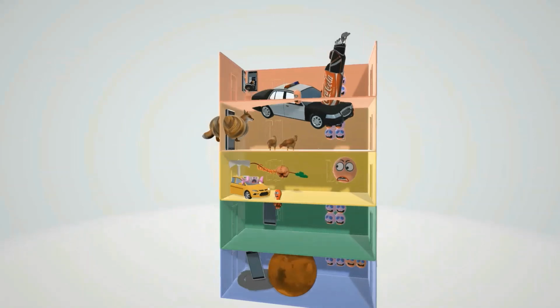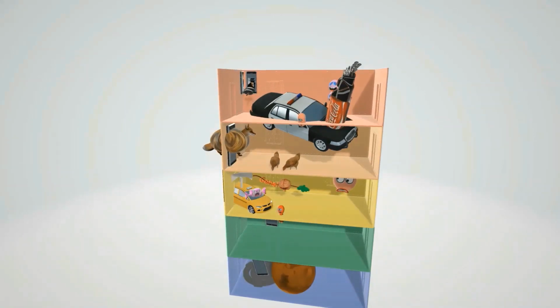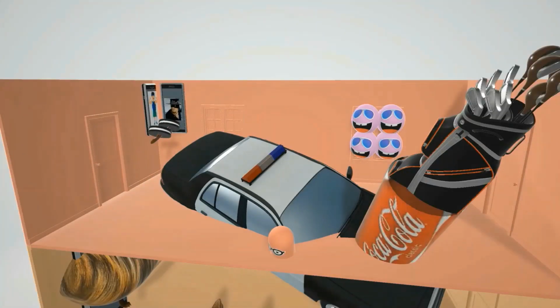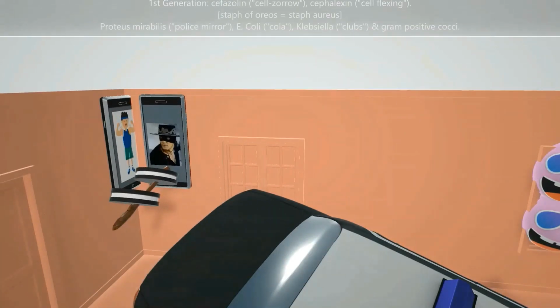So again, we're going to start with the top floor, and that's going to represent the first generation cephalosporins. The second floor is going to represent the second generation, and so on. So let's take a look. Wow, what's going on over here? We'll discuss the police car in a second, but first let's look at these cell phones. There are these cell phones on the wall over here.